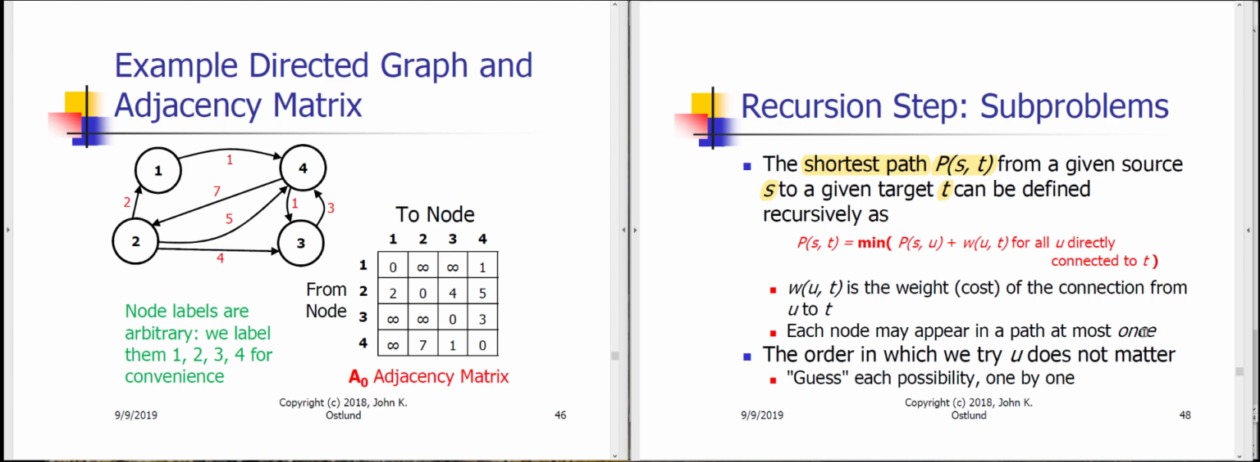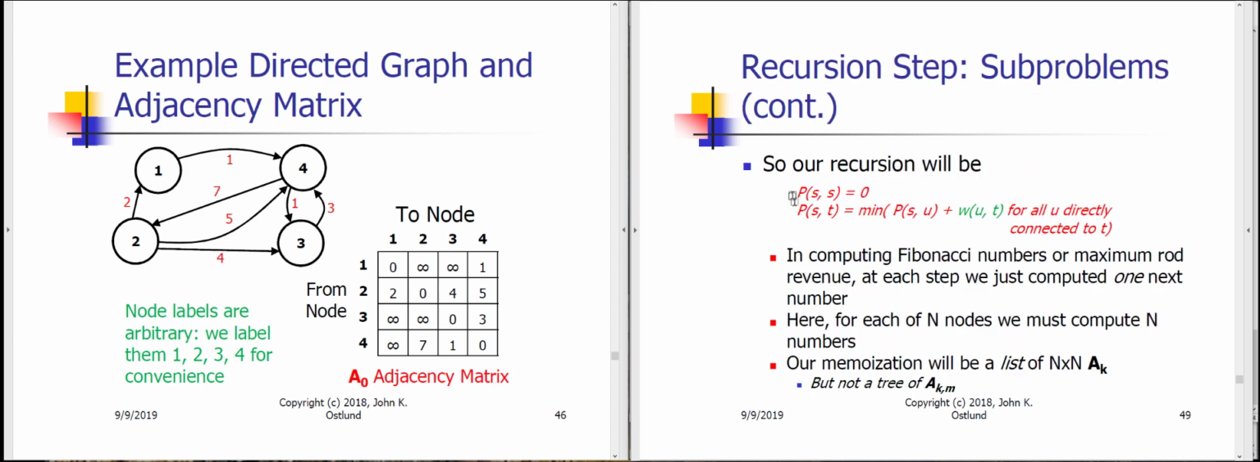It should be clear that each node is allowed to appear in a path at most once. If we did have a path in which a given node appeared multiple times, that would imply that we have a cycle in our path, and a path containing a cycle can't be shorter than a path not containing the cycle. So for our given target node, which was 3 in our example, we're going to have to test all of the directly connected nodes, in this case node 2 and node 4. It really doesn't matter what order we do that in, so we're going to just arbitrarily pick one first and the other one second and go through each of the possibilities.